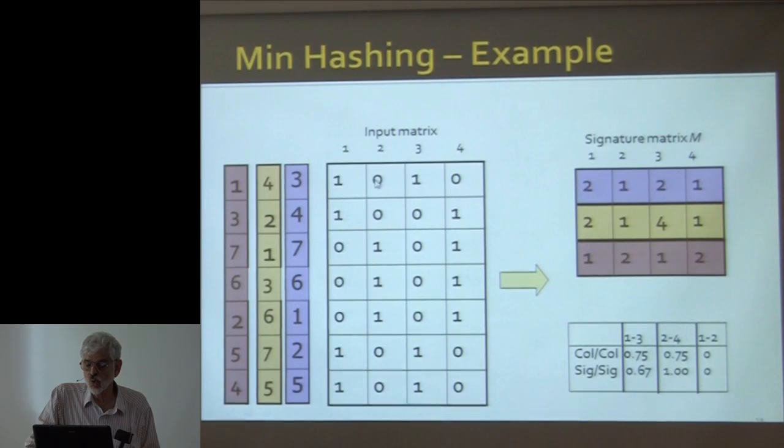Similarly, going 2 to 4, you again have an intersection of size 3 and one more row that has a 1-0 combination. So again 0.75 is the column-to-column similarity. In this case, 2 to 4, the signatures agree 100% of the time. So the estimate of the similarity is 100%.